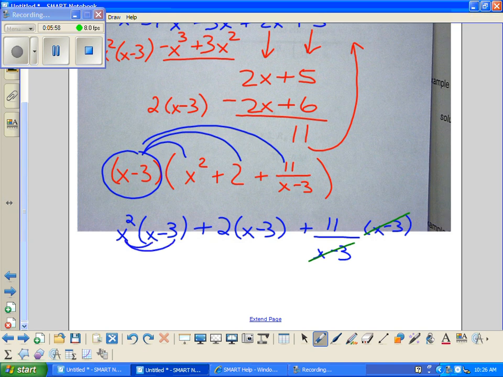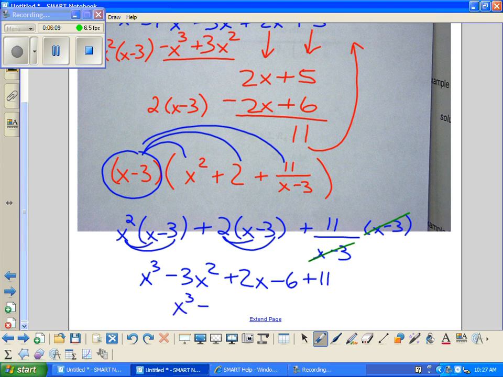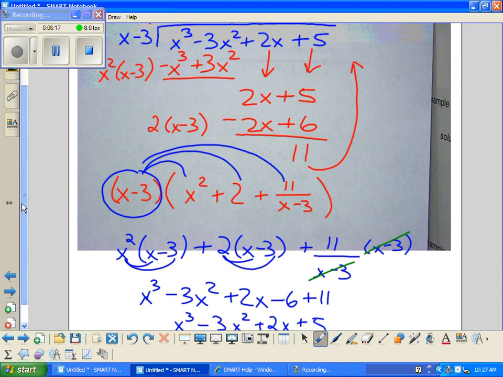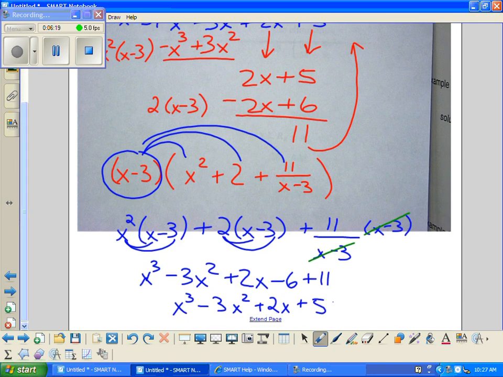I'll have to distribute again, though. I combine like terms on the end there. The last 2 terms can be combined. I get x cubed minus 3x squared plus 2x plus 5. If I go back up the board and check, it is the same. And I've done a good double check.